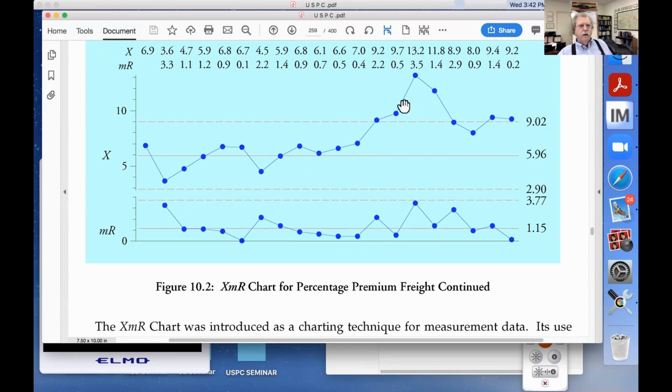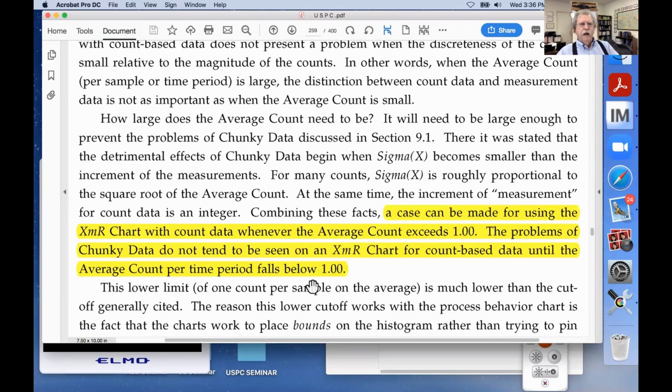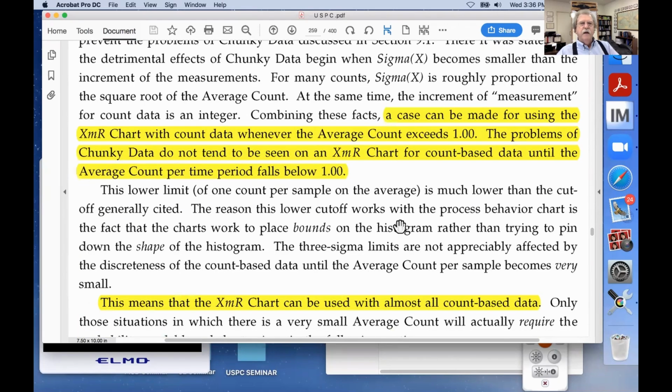That's the change you want to know about, not the spurious signals on page 270, the real change on page 259. There's only one caveat, and that's the caveat of chunky data, page 259. As long as your average count exceeds 1, page 259 in Understanding SPC, you won't have chunky data with your count data.